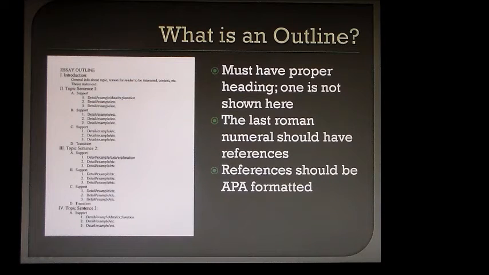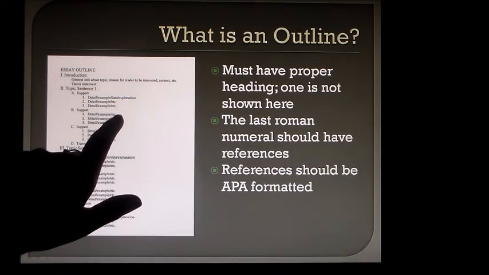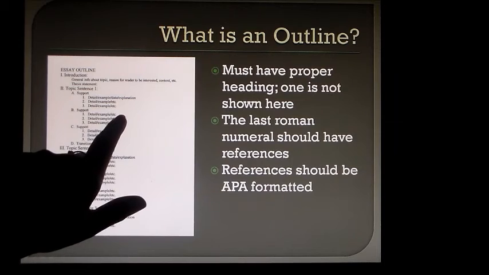However, on this particular example of an outline, you will see topic sentence number 3. Make sure that the last Roman numeral on your outline always says references, and go ahead and APA format your references to go up underneath it. That way, it saves you time, and your in-text citation you can take and put it up. Like if you're writing right here, if you're putting support and you put a detail and your information here, you can put your in-text citation here.